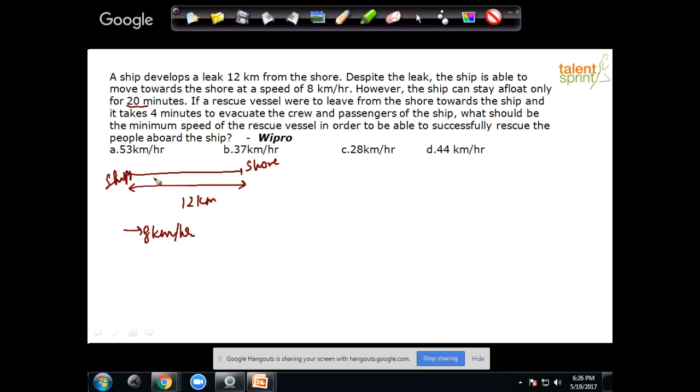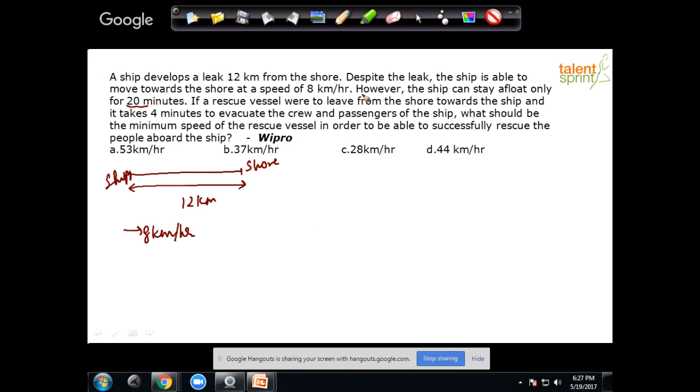And we know for a fact that in 20 minutes, it cannot cover 12 kilometers because it is covering only 8 kilometers in 1 hour. Right? So, if the rescue vessel were to leave from the shore towards the ship, it takes 4 minutes to evacuate the crew. So, at whatever time the rescue vessel is leaving, it has to reach the ship and then it will take an extra 4 minutes to evacuate the people in the ship. Now we have to find the speed of the rescue vessel. So how do we do this?